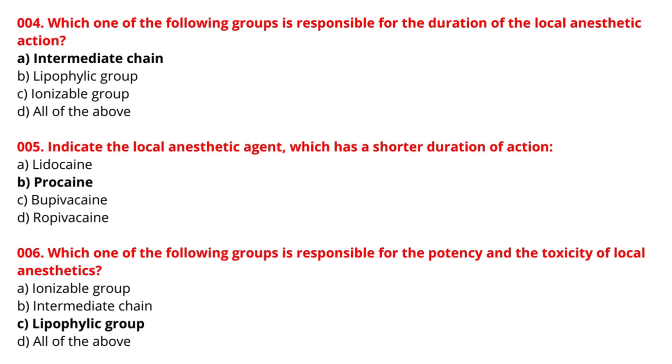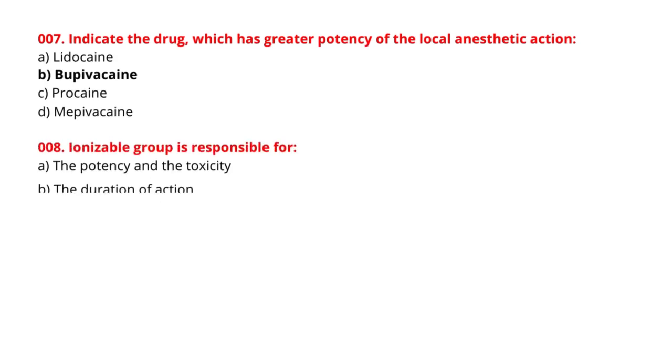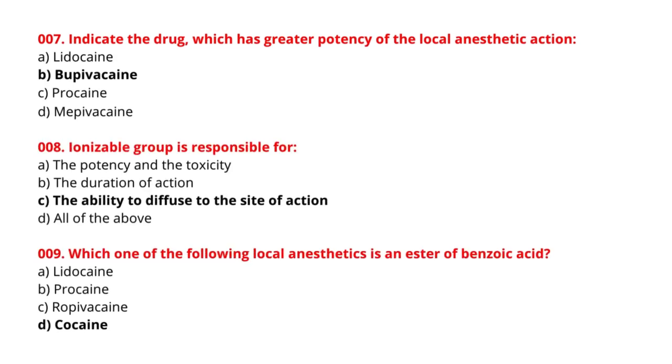006. Which one of the following groups is responsible for the potency and the toxicity of local anesthetics? A. Ionizable group. B. Intermediate chain. C. Lipophilic group. D. All of the above. Answer is C. 007. Indicate the drug, which has greater potency of the local anesthetic action. A. Lidocaine. B. Bupivacaine. C. Procaine. D. Mepivacaine. Answer is B.